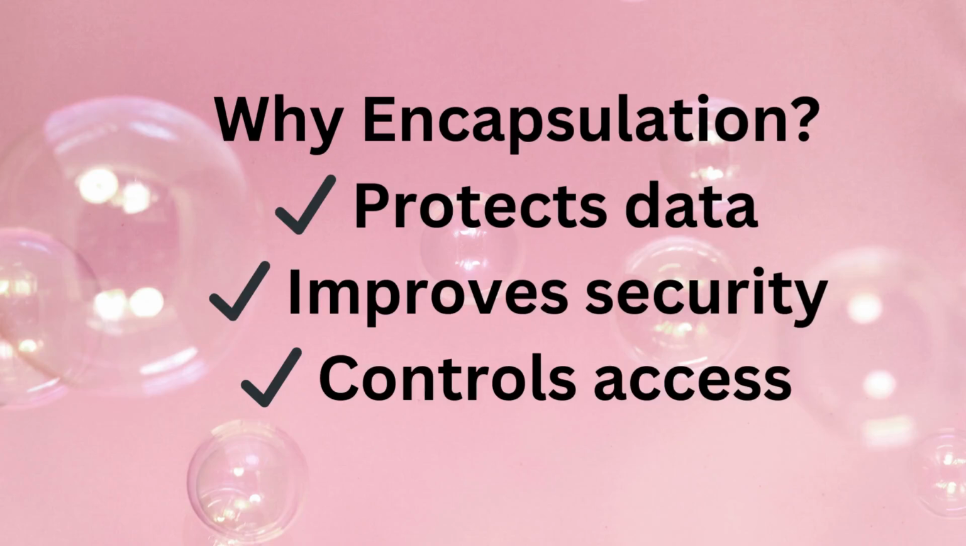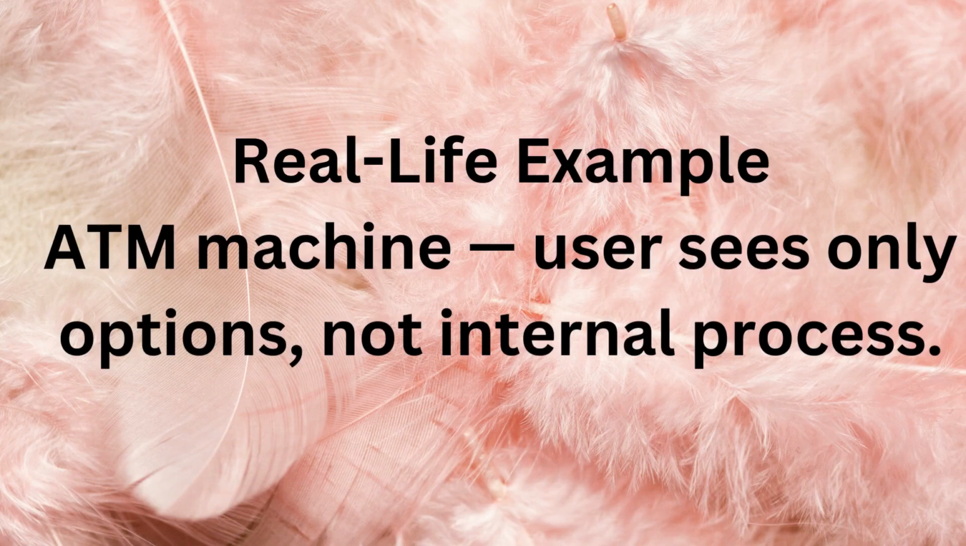Why do we use encapsulation? Encapsulation helps protect data, improves security, and gives us controlled access. This means users can only do what we allow them to do, and nothing more. A real-life example of encapsulation is an ATM machine. When you use an ATM, you only see options like withdraw, deposit, or check balance. You do not see how the bank server processes your request internally. That internal logic is hidden.